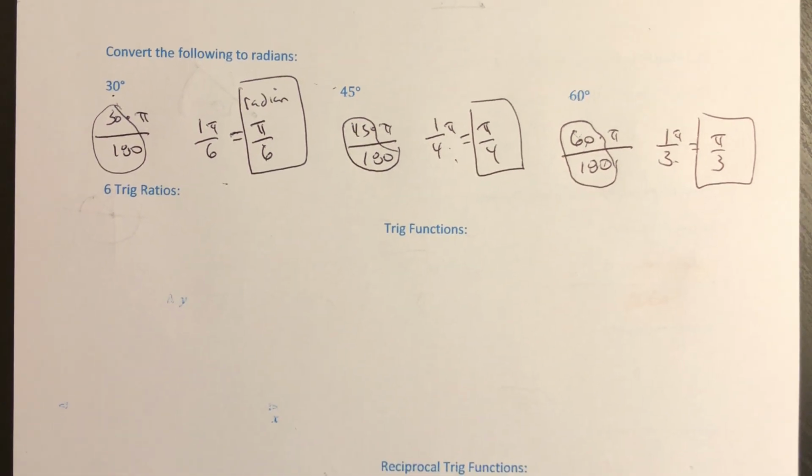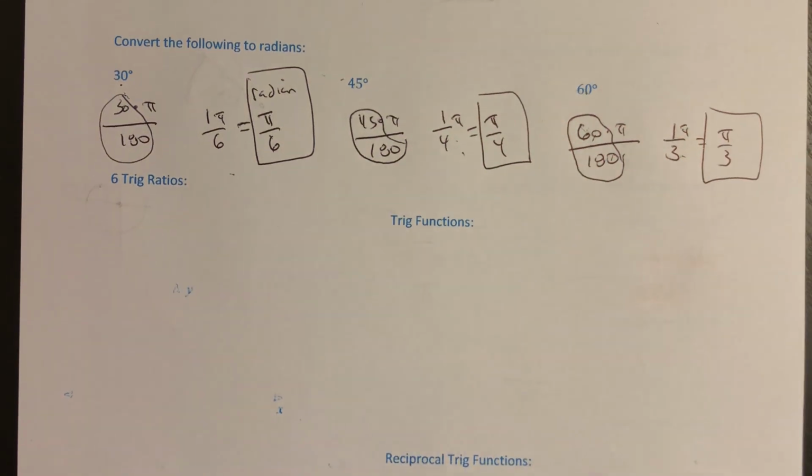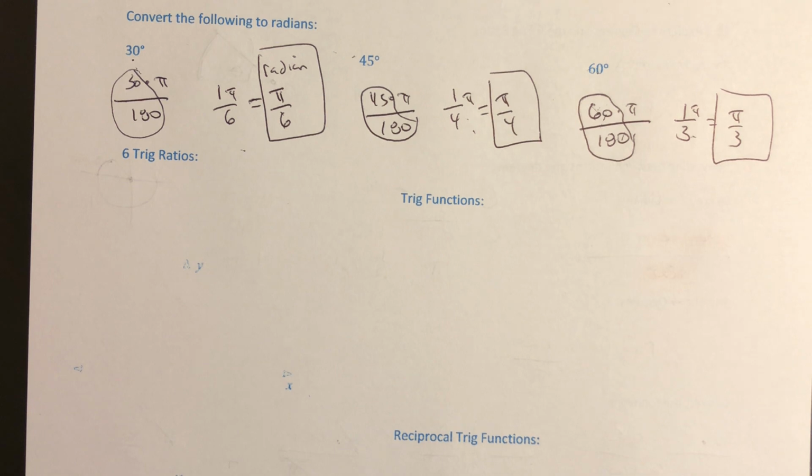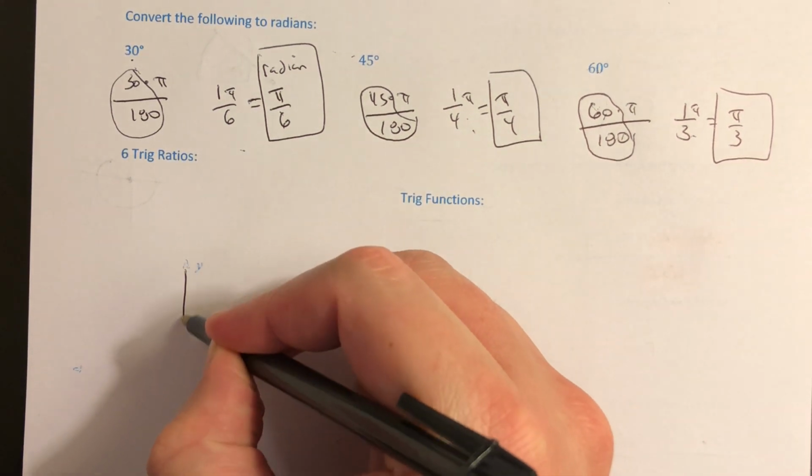All right, so let's talk about our new trig ratios. Half of your homework is going to be about converting degrees to radians and knowing that conversion, which I went over on the front of the notes. The other side is going to be calculating our 6 trig ratios. So we've already talked about 3 of them. And let me redraw this diagram real quick.